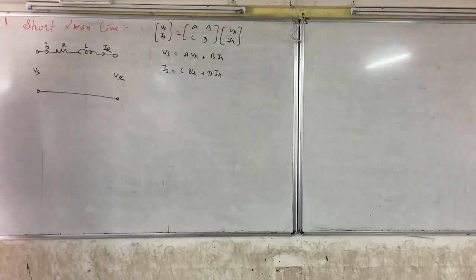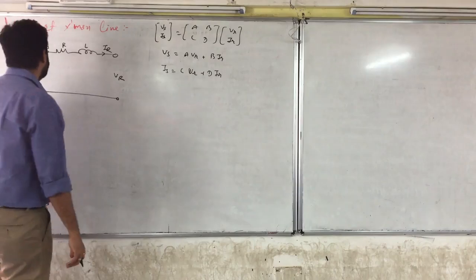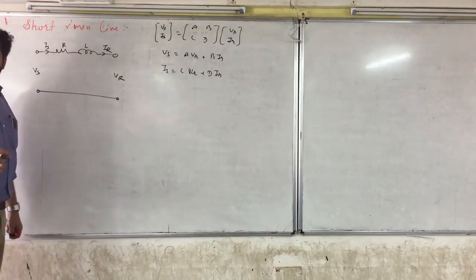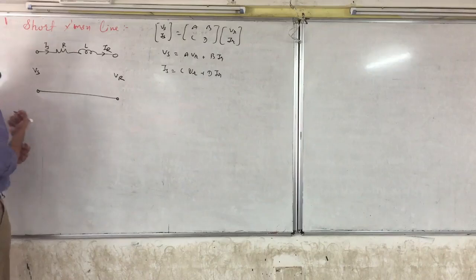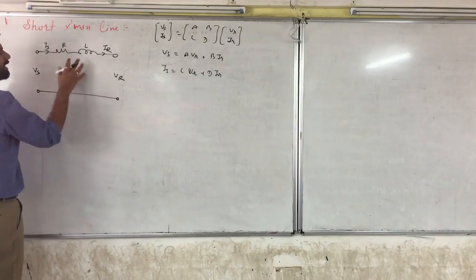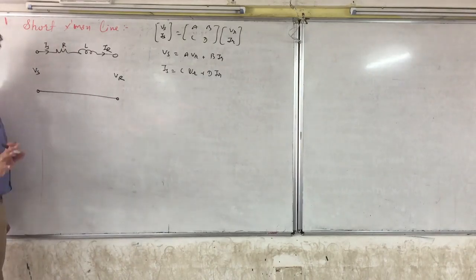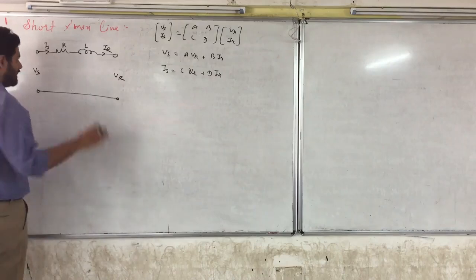I want to find out ABCD. How will I do it? I think this was not in the video earlier. So how to calculate ABCD? Here we are going to apply basic KVL equations. How to do that? Let's see this.